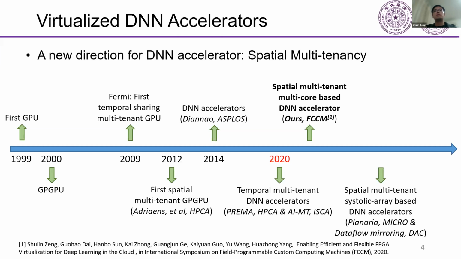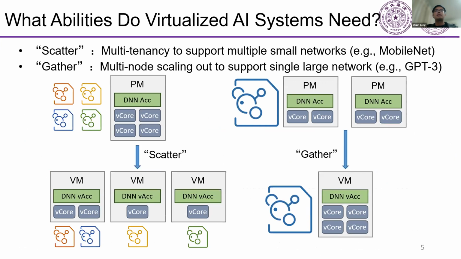However, all this work only focused on single-node design. So today, I will introduce our work on realizing a multi-node, multi-core, and multi-tenant virtualized AI system. The next question is, what abilities do virtualized AI systems need? I think there are at least two features that virtualized AI systems should support. The first one is scatter, that is multi-tenancy sharing to support multiple small networks like MobileNet or ResNet. And the second one is gather, that is multi-node scaling out to run a single large network like GPT-3 or Transformer.